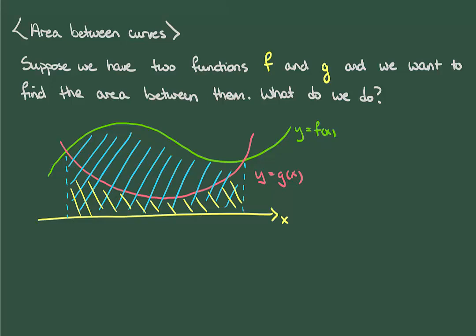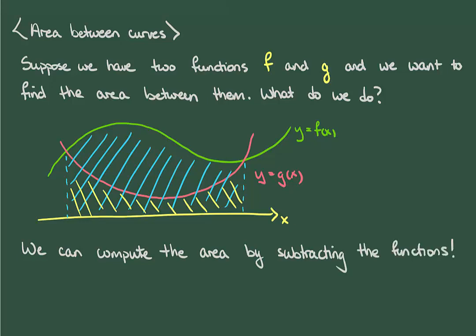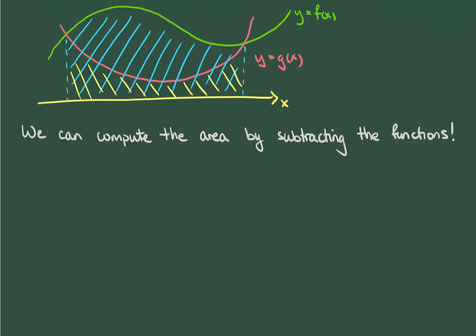By subtracting the yellow area from the blue area, the stuff left over is exactly what we're looking for, the area between f and g. Hence, we can compute the area by subtracting these two functions. Mathematically, the way that we'll compute this is with the integral of the absolute value of f minus g.